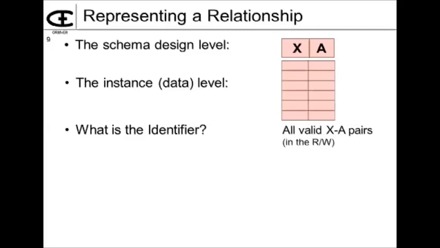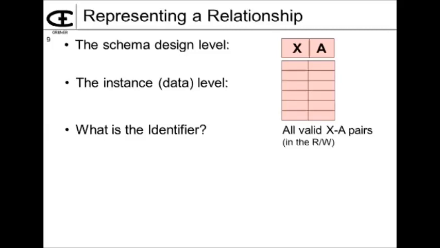What's the identifier? You know, this is a little two-column table, right? What's the identifier? You have no idea. Why don't you have any idea? Because I haven't told you the nature of the relationship between X and A. If I told you that there could be multiple A's for an X, but only one X for each A, what would the identifier be? It would be A.